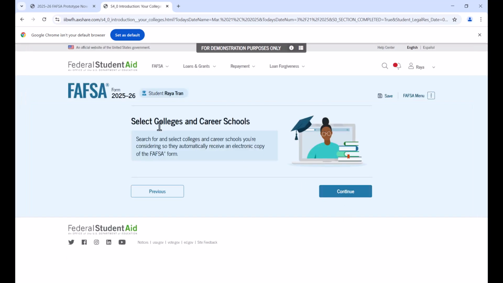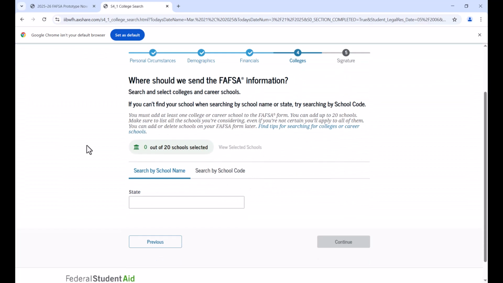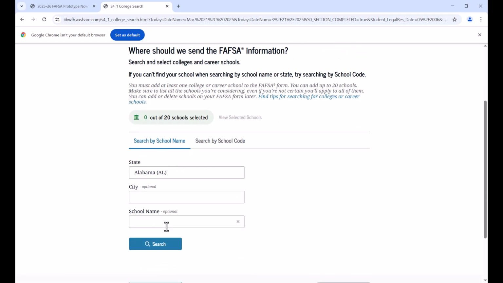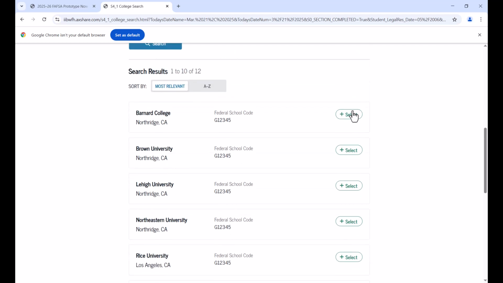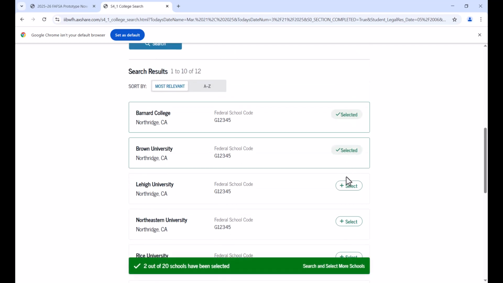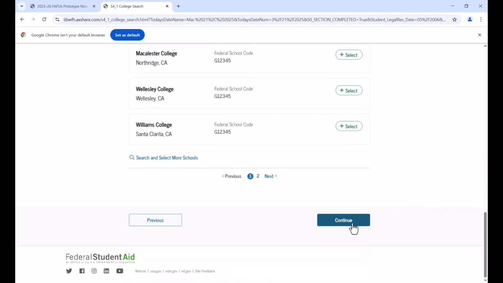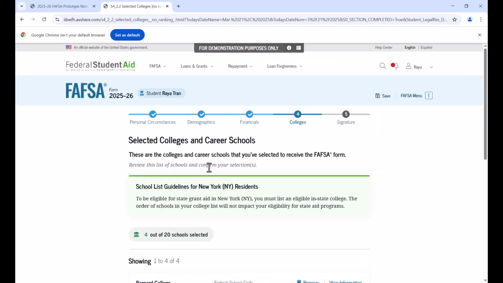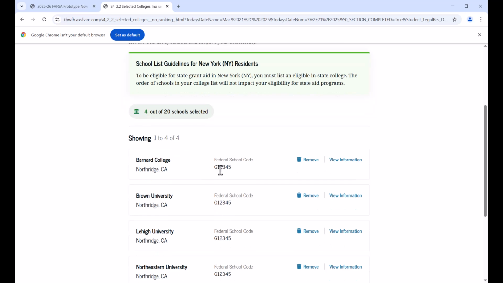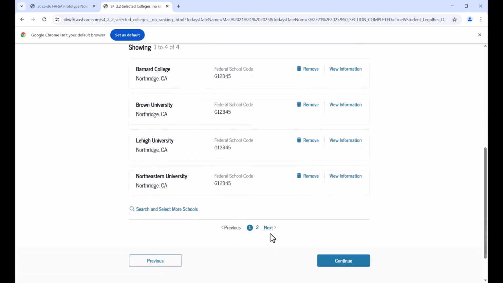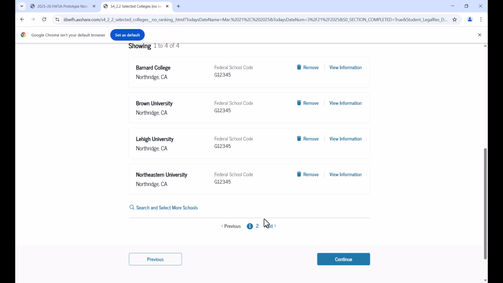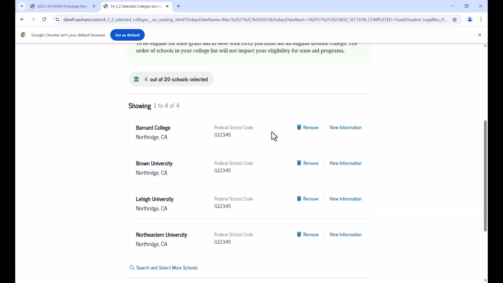Now we're entering into the select colleges and career school portion of the form. A student can select up to 20 schools that they would like to attend, and the schools they select here are the schools their FAFSA application will be sent to. So make sure they select all the schools they can think of that they want to send their application to. Definitely the schools that they have already applied to, you should go ahead and put them on here.